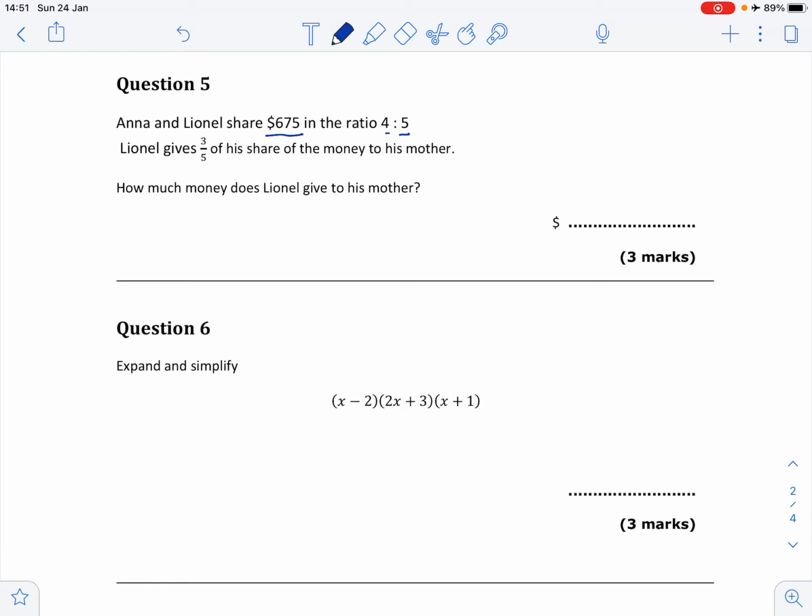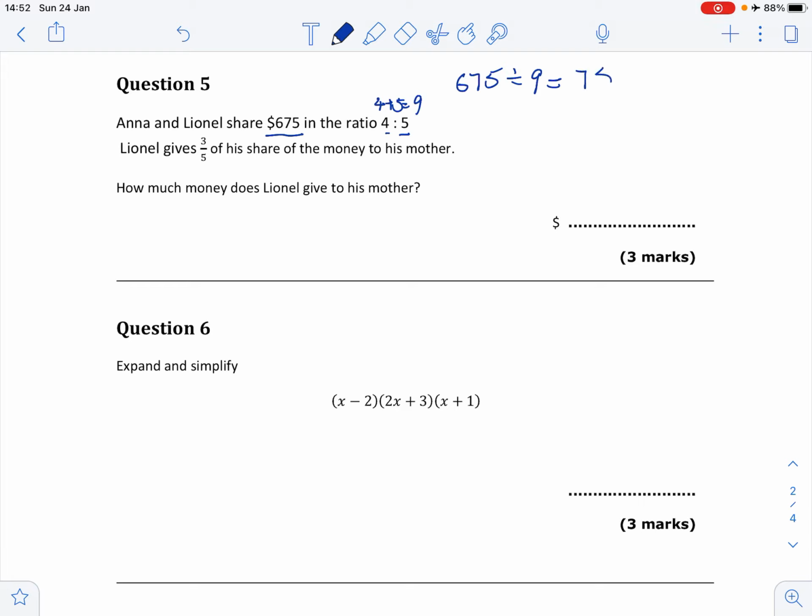So we're splitting 675 into 9 pieces, because we have 4 plus 5 equals 9. So divide by 9 equals 75.